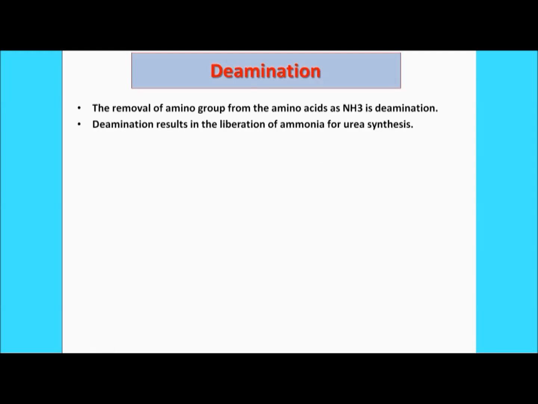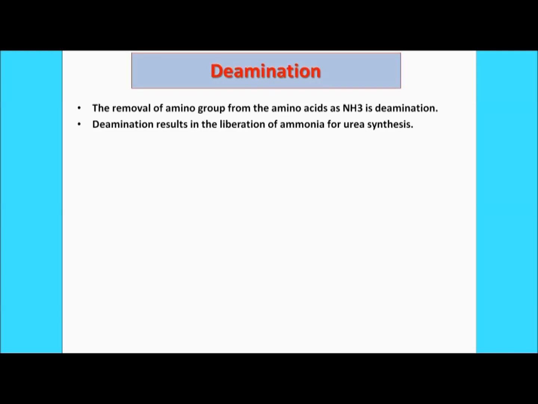Now deamination. So what is deamination? De means to remove, and amination means the amino group. So the removal of the amino group from the amino acid as ammonia is known as deamination. This is the basic definition, right? Now the deamination results in the liberation of ammonia for urea synthesis.